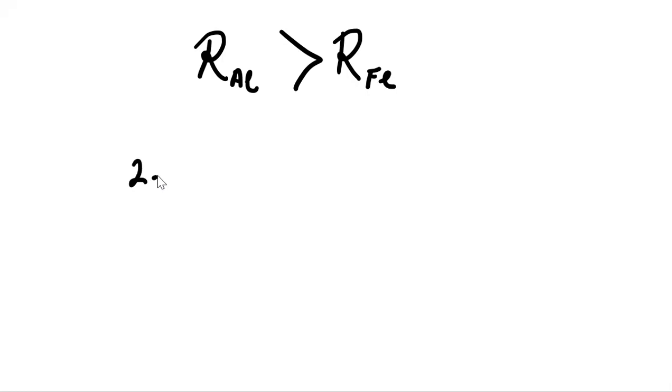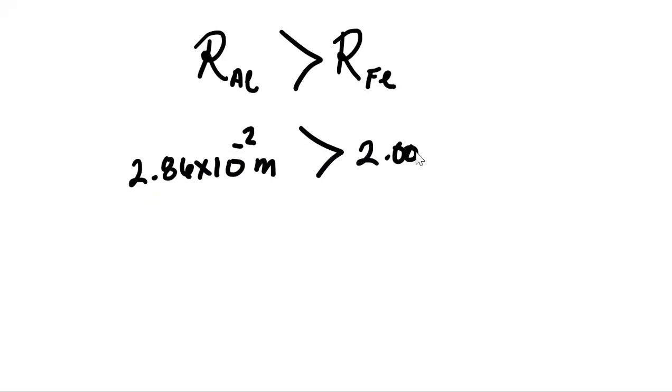And let's go back to that prediction. So again, we were predicting that the radius of aluminum was going to be greater than the radius of iron. So this value right here is 2.86 times 10 to the negative 2 meters, and the radius of iron was 2.00 times 10 to the negative 2 meters. And sure enough, this inequality holds. The radius of aluminum was greater than the radius of iron.